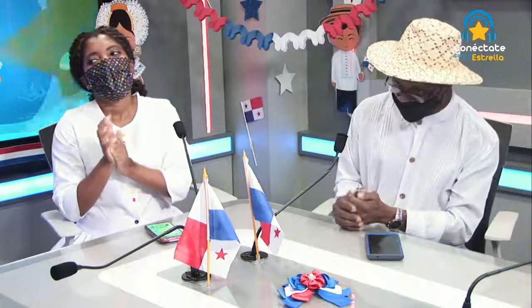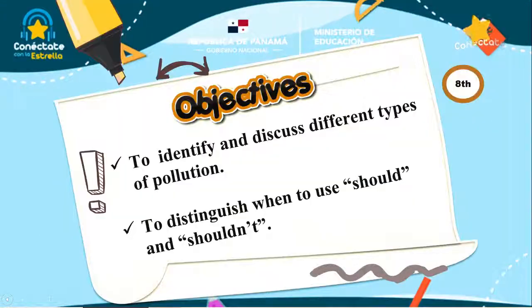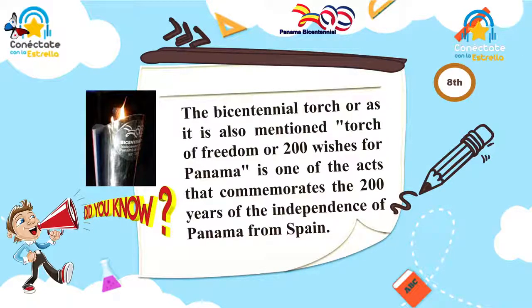What segment is that? That segment is Did You Know? The Bicentennial Torch, also called the Torch of Freedom, or 200 Wishes for Panama, is one of the acts that commemorates the 200 years of independence of Panama from Spain. This year, this is one of the events that we are going to have, because we have many.